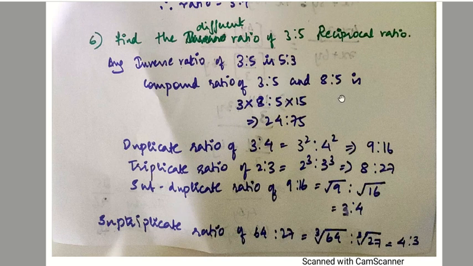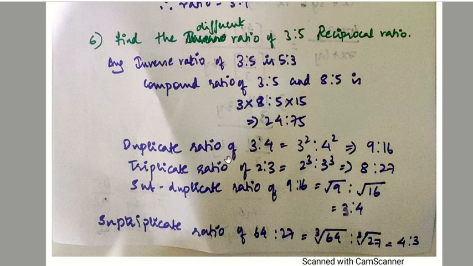Find the compound ratio of 3 is to 5 and 8 is to 5. The compound ratio of 3 is to 5 and 8 is to 5 is 3 into 8, the first terms, is to the second terms. So 3 into 8 and 5 into 15. So 24 is to 75.